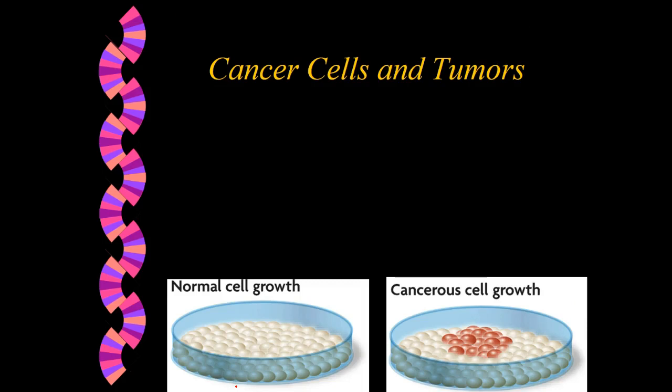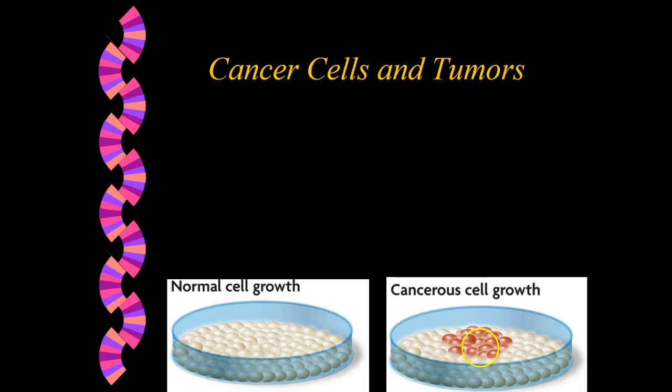So, what happens when cell cycle regulation errs? Or what happens when the cell becomes unregulated? Well, you get cancer. If you were to put normal cells into a petri dish, they would grow in a nice, uniform layer of cells.